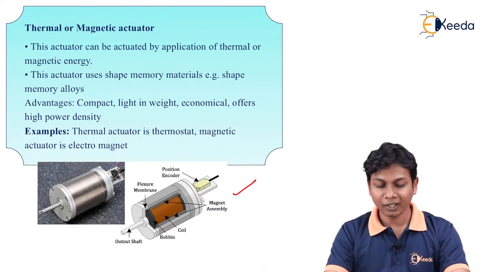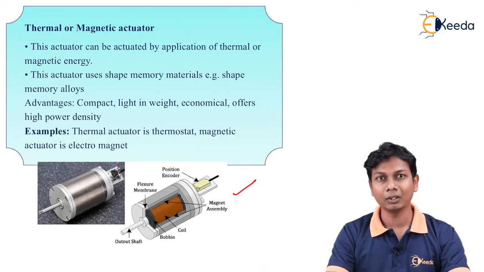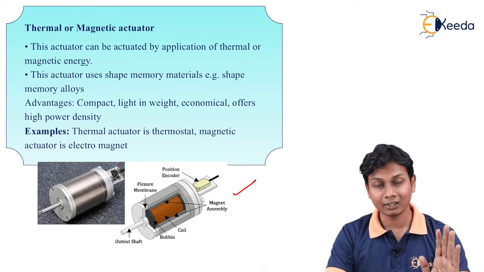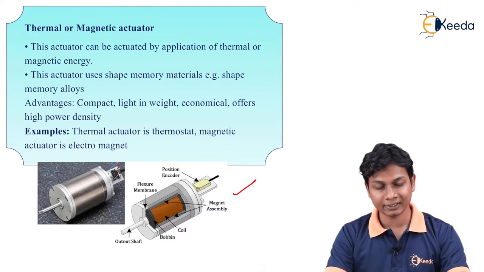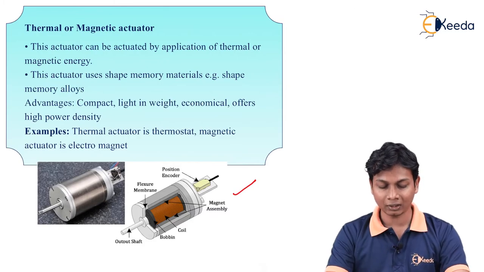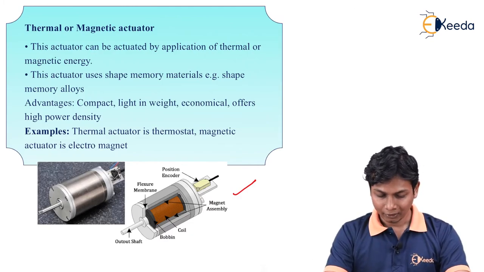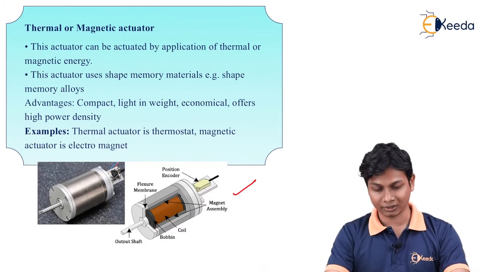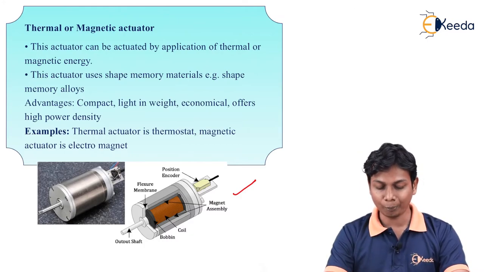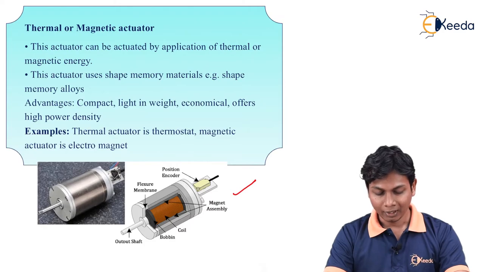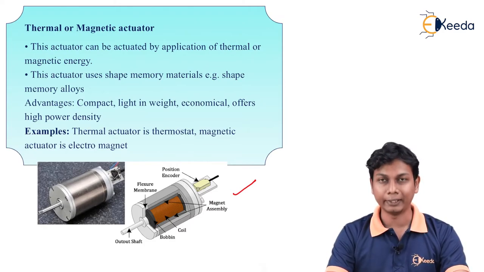The example of a thermal actuator is a thermal memory alloy. The advantage of this actuator is that it is compact and very light in weight. Economically, it is very effective and offers a high power density. So its power density is very high, it is light in weight, and the cost is also very low. The example of a thermal actuator is a thermostat, and a magnetic actuator example is an electromagnet.